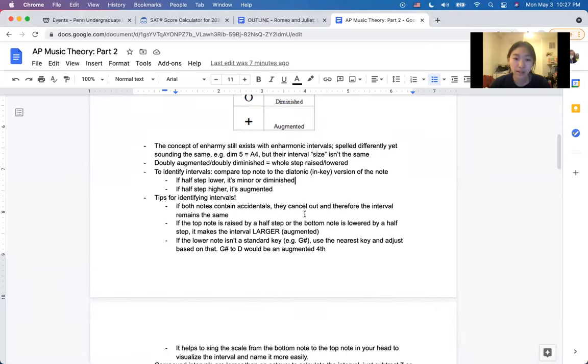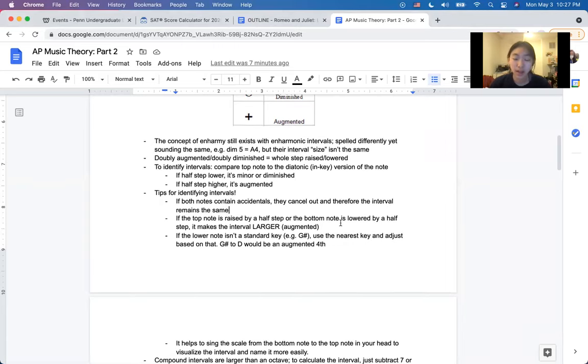So now, tips for identifying intervals. If both notes contain accidentals, they cancel out, and therefore the interval remains the same. This should be self-explanatory, but it can be confusing for some people, so you might want to keep that in mind. And this too is one of those things that is sense-making, but also confusing at the same time. If the bottom note is lowered by a half step, you would think that lowering it makes the interval smaller, right? But no, it makes the interval larger, so it augments it, even though you're lowering the note. That is definitely something to keep in mind.